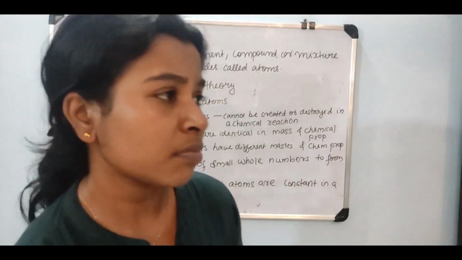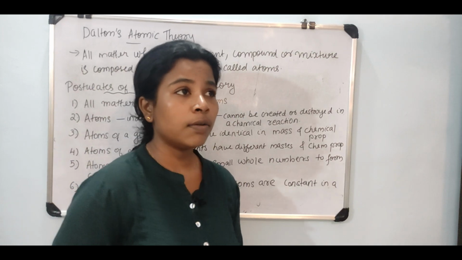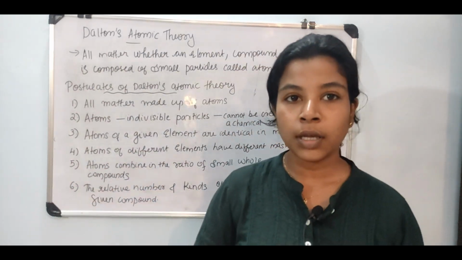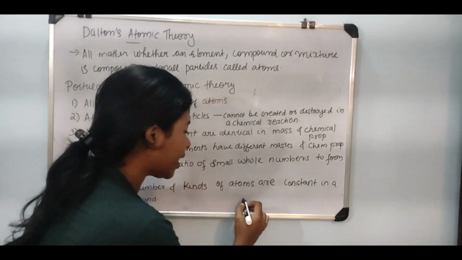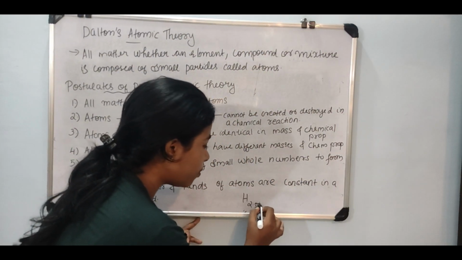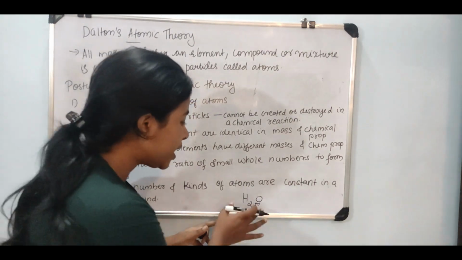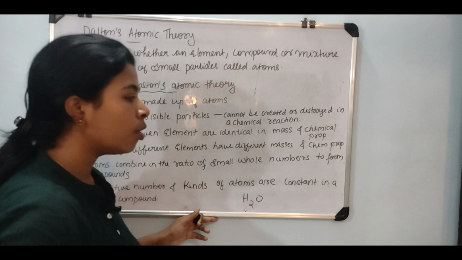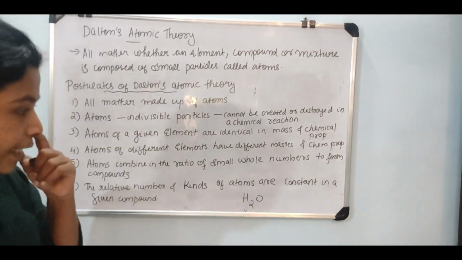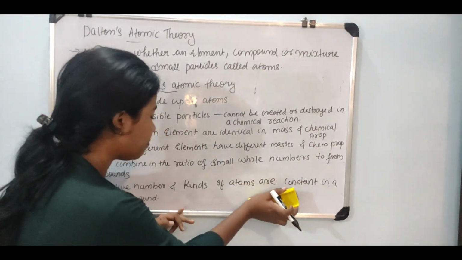That means what? See, example in H2O. Is the formula H2.5O? Is the hydrogen combining in H2.5O? No. It is combining in small whole numbers. Right. So that is the meaning of the fifth one.